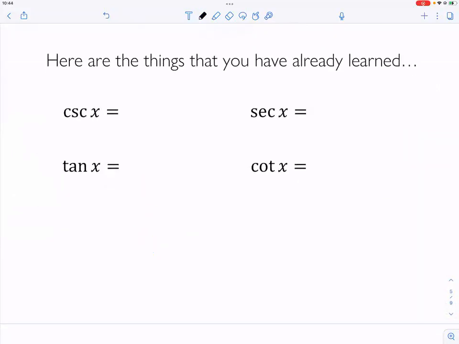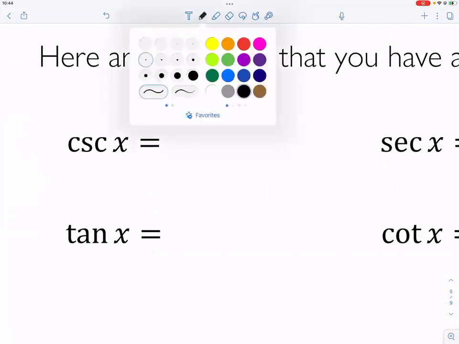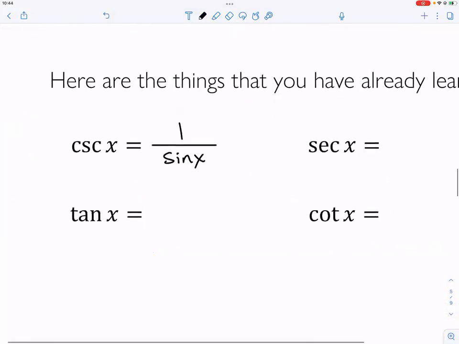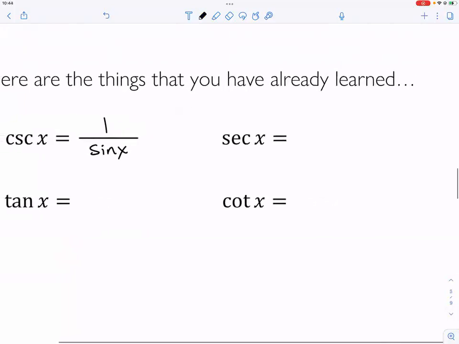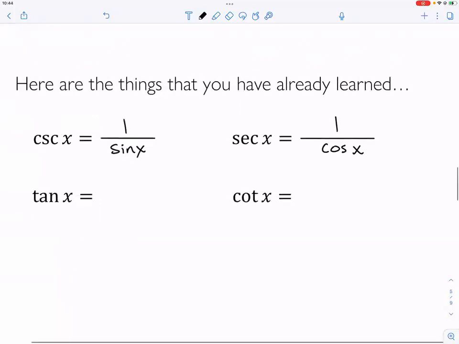Well, what's cosecant x? One over sine, right? So let's go ahead and write this down. So cosecant x is 1 over sine x. And then we can ask the question, what is secant x? 1 over cosine x. And we can ask the question, what about tangent x? Sine x over cosine x.